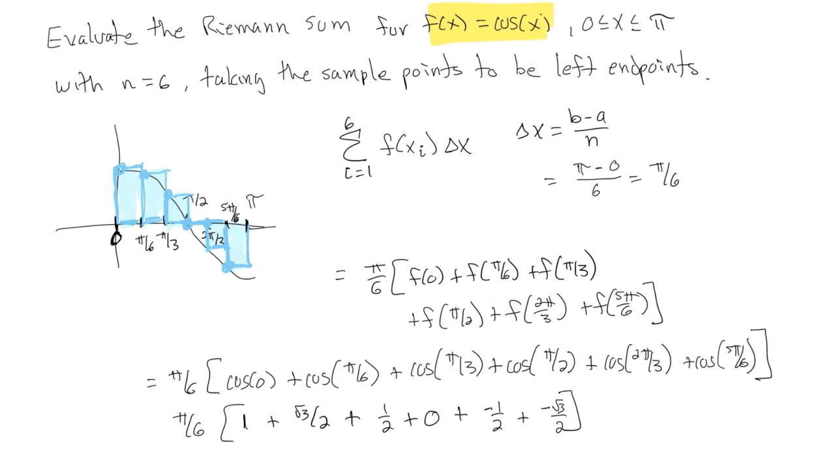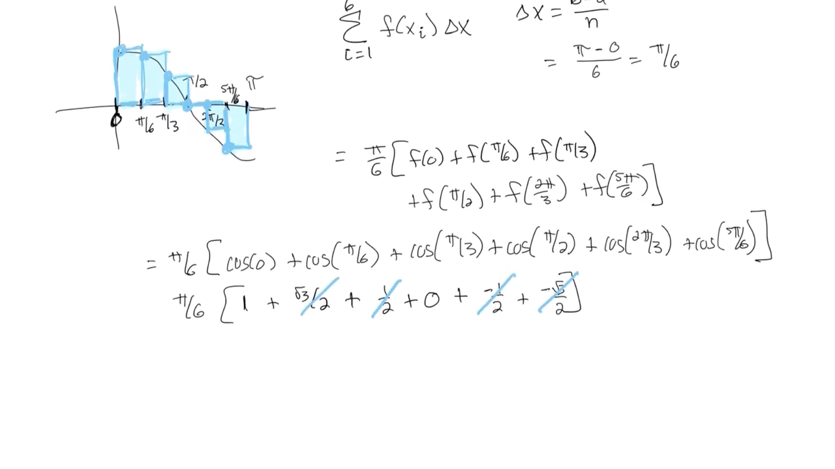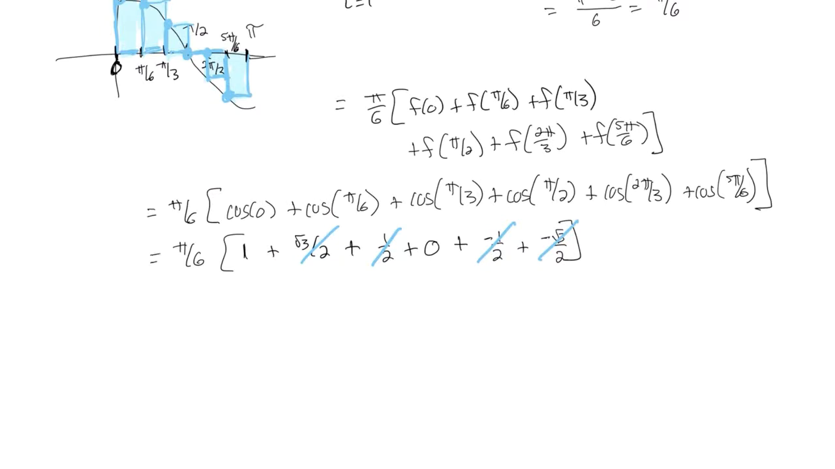So you can see that I'm going to get root 3 over 2 and negative root 3 over 2 cancel, half and minus half cancel, and I'm getting pi over 6 times 1, which is pi over 6. Now, if a problem like this is asking for an exact value, right, here's my exact value. If it's asking for a decimal approximation, that is about 0.524 rounded to 3 decimal places.